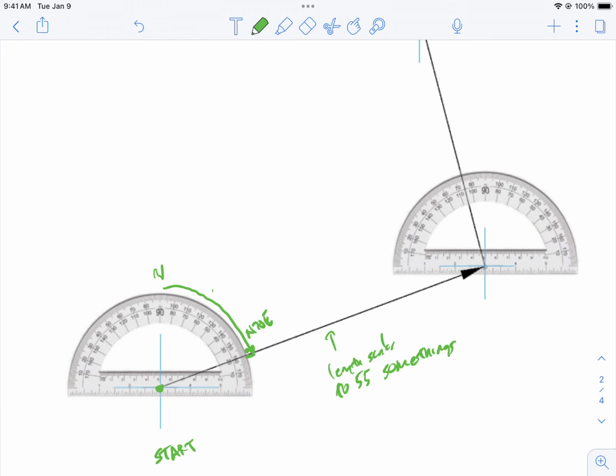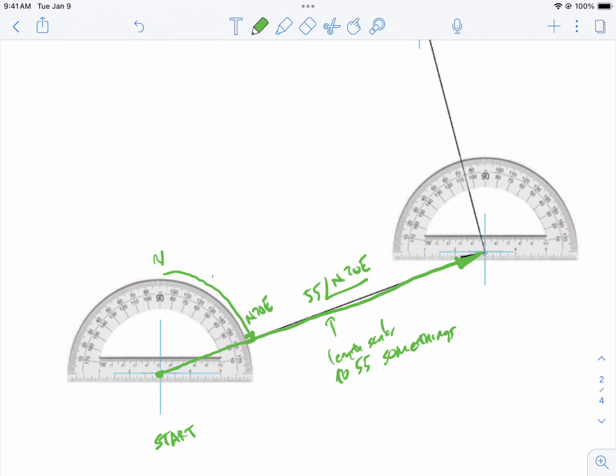So once you've got the direction figured out and you've got the length figured out, you can finish drawing your arrow. And you say, there I am. That's the first vector. What is that? That's 55 miles an hour at a direction of north 70 east, I guess. That's the first vector. I drew it.